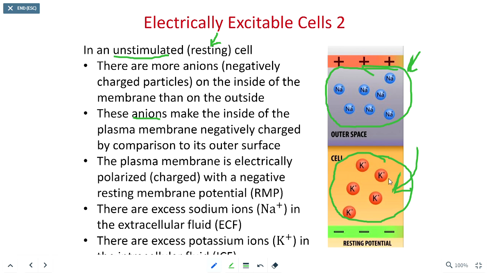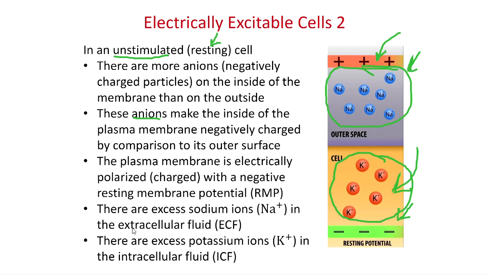So if we have a net negative charge on the inside of the membrane, or we have mostly negatively charged ions, or anions, on the inside of the membrane, we'll have that net negative charge on the inside. We're going to have excessive amounts of sodium ions on the outside, giving us an extracellular charge, or the charge to the extracellular fluid, that is positive in nature.